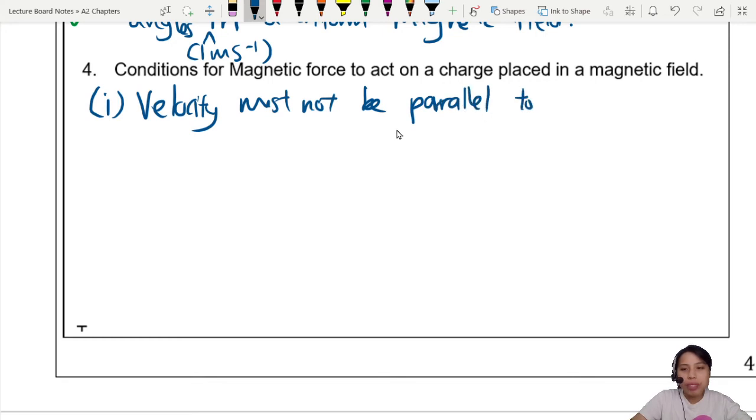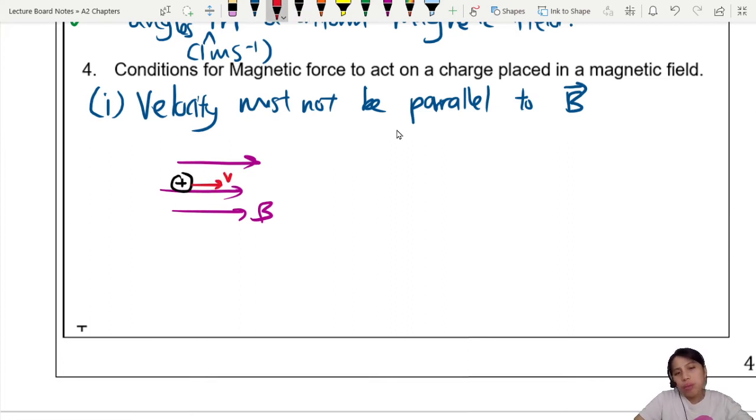Parallel to B. I'll just say B. What does this mean? Well, if you draw it out, it looks something like this. You have B, B, B, B. And then your particle is here, traveling in this direction. Got force acting on it? No. No angle also. You must have some angle, only got force mass.